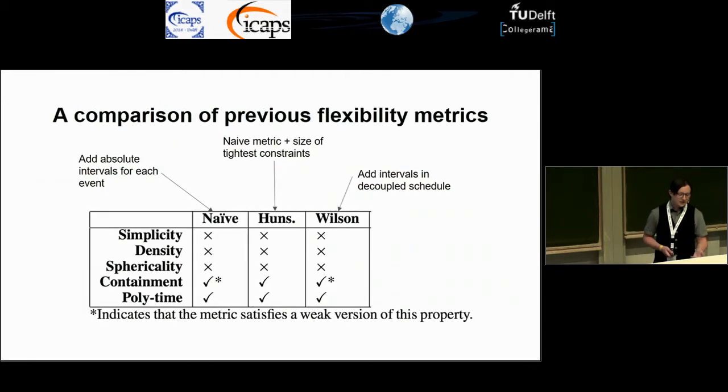I won't go into this level of detail with the other previous flexibility metrics, but in general, they perform about the same way that the Wilson metric does, and generally for very similar reasons. The naive metric has the same properties as the Wilson metric, and the Hunsberger metric differs only in that it strongly satisfies containment rather than weakly. So now I will hand it back to Amy to talk about some new flexibility metrics that we propose.